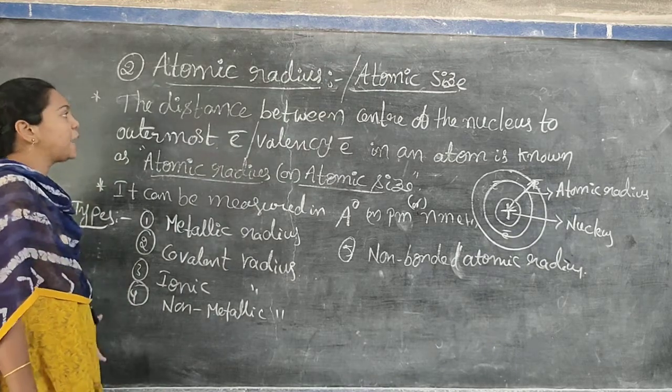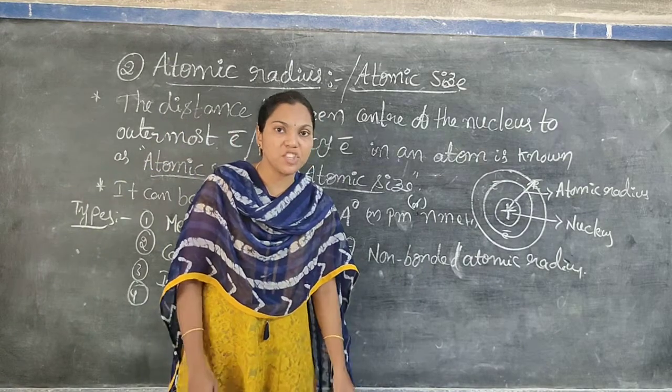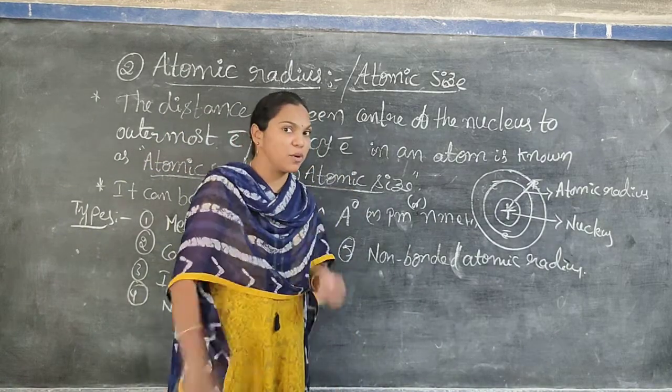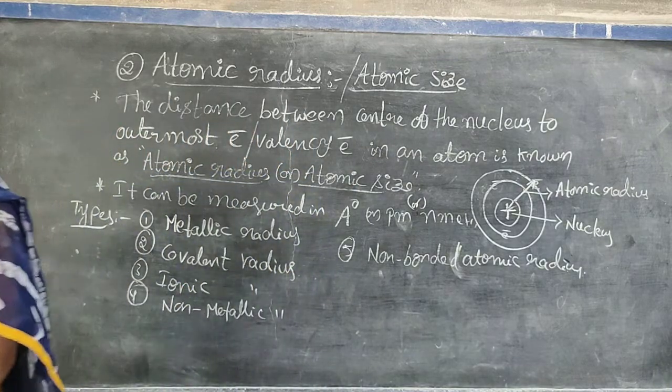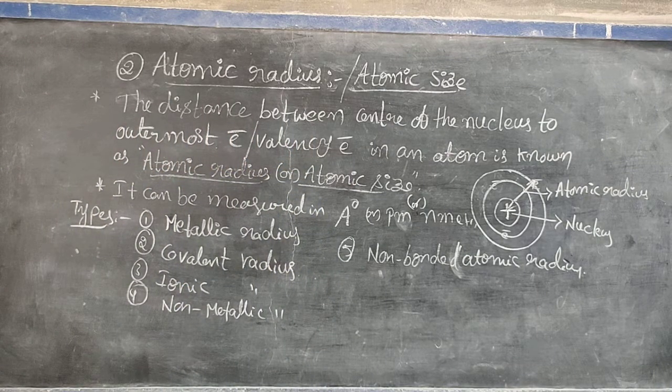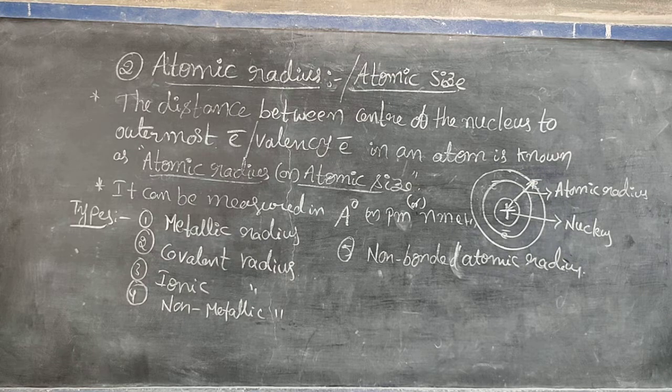About these five types, and how the atomic radius changes in groups and periods, we are going to discuss in the next video. First, note this down. In the next video I will explain the total: what is metallic radius, covalent radius, ionic radius, non-metallic radius, and non-bonded radius. And also a very important topic, how the atomic radius changes in groups and periods, whether it increases or decreases, and how. I will give the information in the coming video.